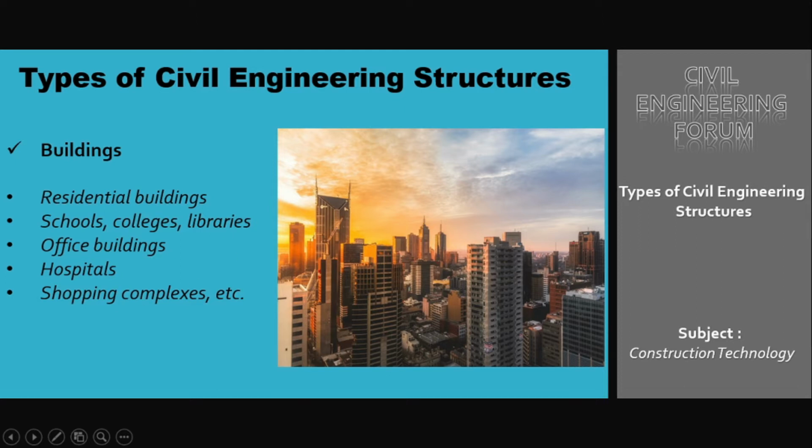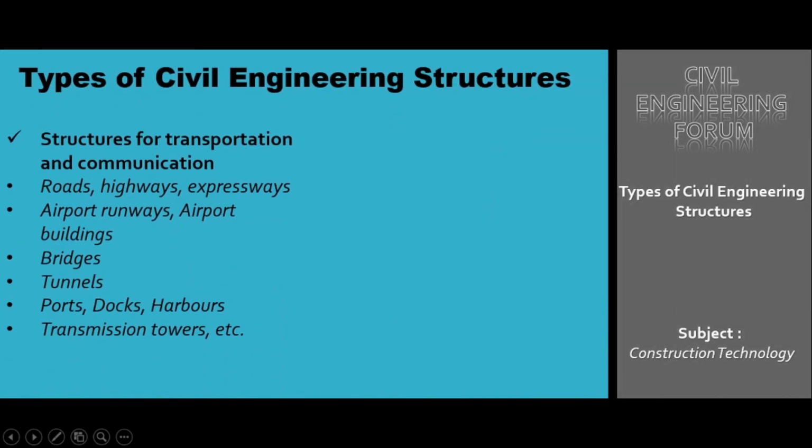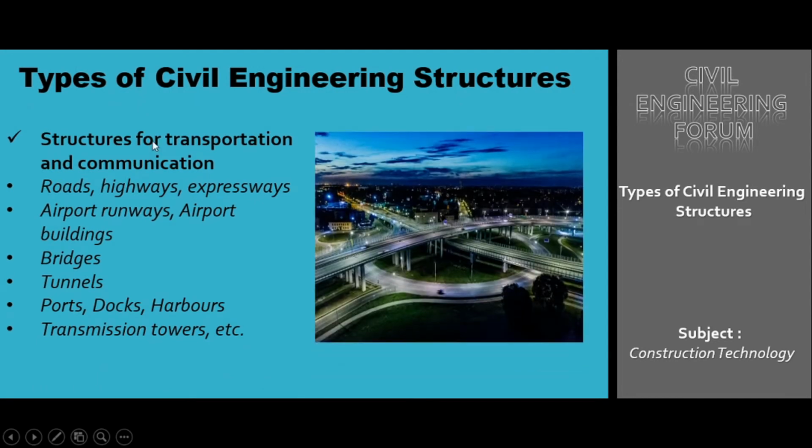Then on the other hand, next we have structures for transportation and communication. So based on the name we can guess the function of these structures, which is used for transportation and communication. And this is how it is classified: roads, highways, expressways, airport runways, airport buildings, bridges, tunnels, ports, docks, harbors, transmission towers, etc. So here at first, roads, highways and expressways play a very important role in connecting people all over the world by using Earth's surface.